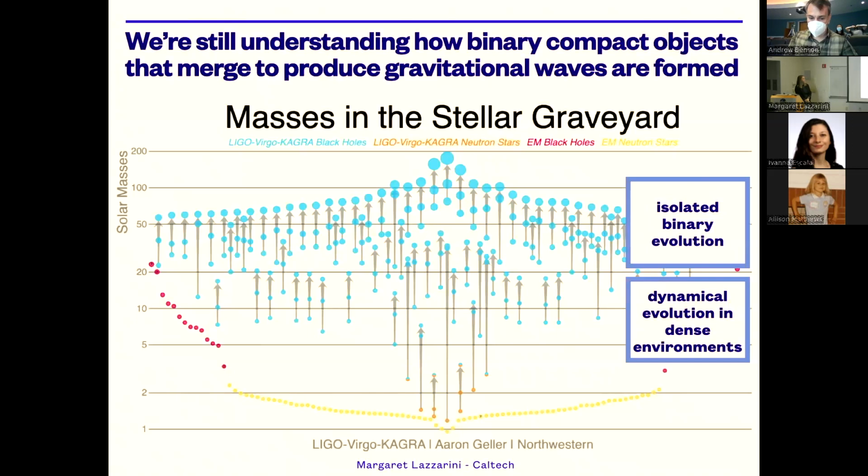Okay, great. So we're still in the process as a community of understanding exactly how all of these binary compact objects were formed. We know that in addition to isolated binary evolution, there's some contribution from dynamical evolution in dense environments, such as globular clusters or maybe the disks of AGN. But in order to understand this full picture, we need to really reduce our uncertainty in the merger rates from each of these different channels.